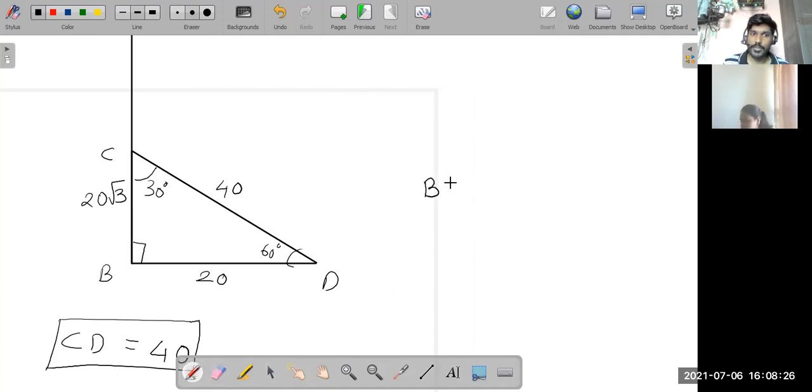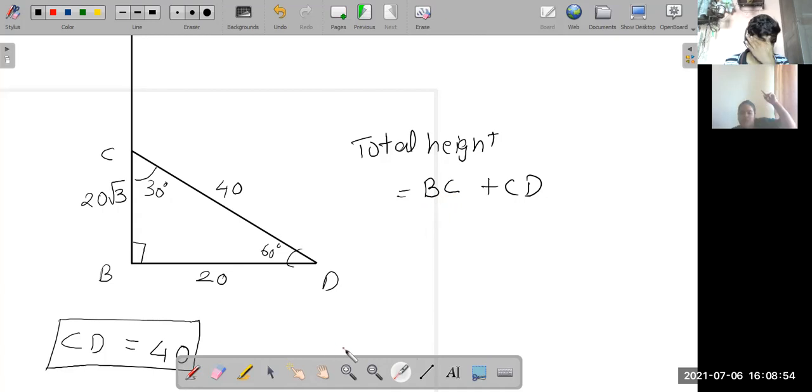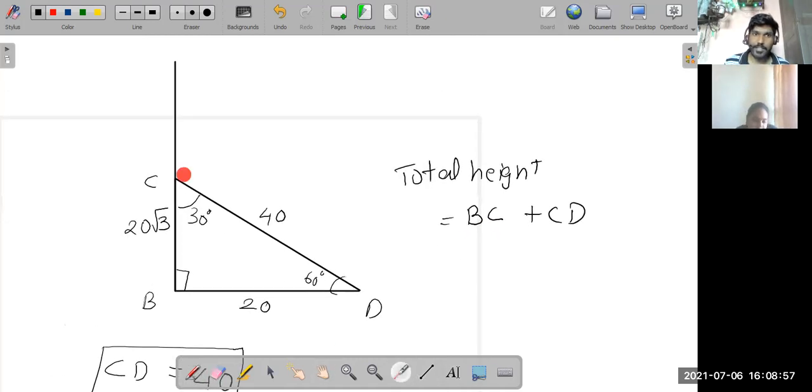So can you see BC right here? Total height will be BC plus CD, right? Are you understanding this? The total height will be AC plus CB. But this part is broken, and the top of the tree is touching the ground. So this is the remaining part of the tree.